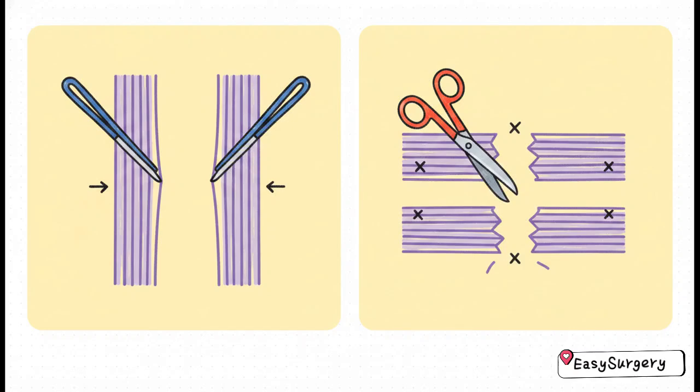But if the appendix has ruptured or things look really complicated, you need a much wider field of view. That means converting to a Rutherford-Morris incision. Here, you're actually cutting right through those muscle layers to get maximum access, which, as you can guess, means a significantly tougher recovery for the patient.